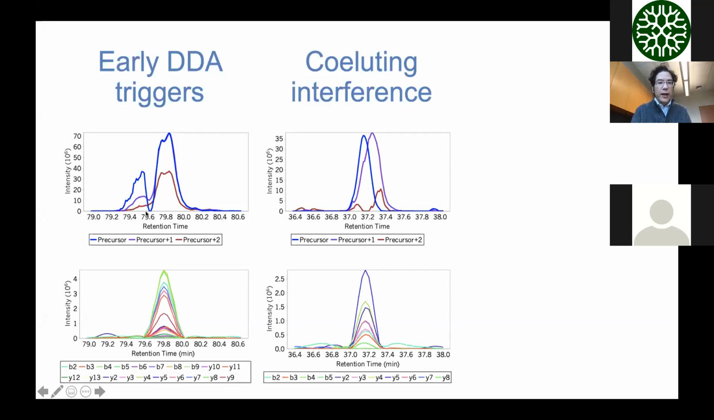So this type of thing happens in all sorts of other ways. For example, not just can we have co-eluting peptides that have the same precursor mass, but we can have co-eluting peptides that have different precursor masses.